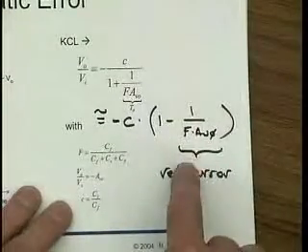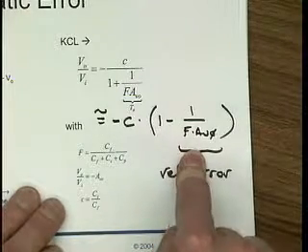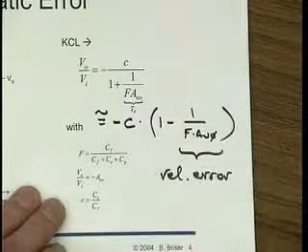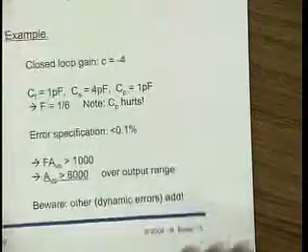So in practice, if we want our amplifier to settle to within 0.01%, then this term here better be equal or smaller than 0.01%, or 10 to the minus 4. The example is on the next slide here.